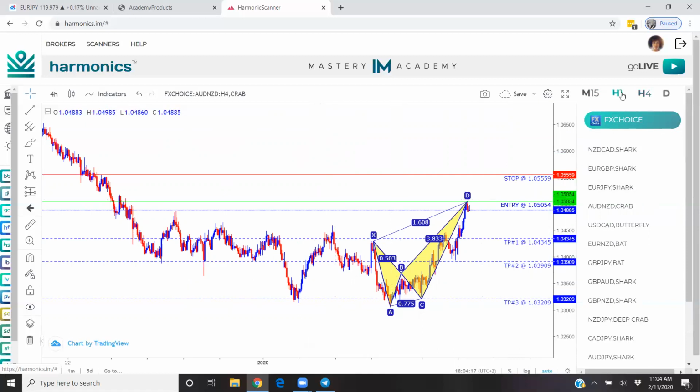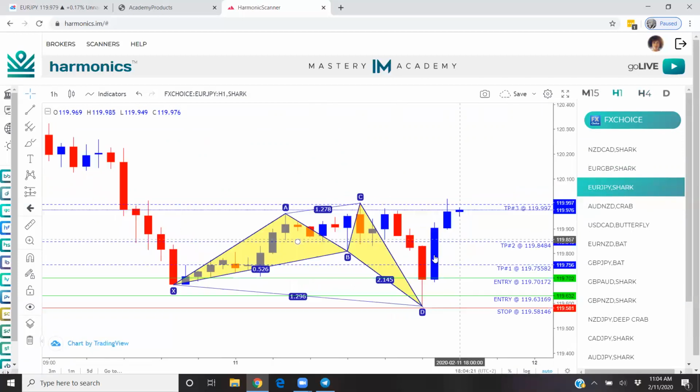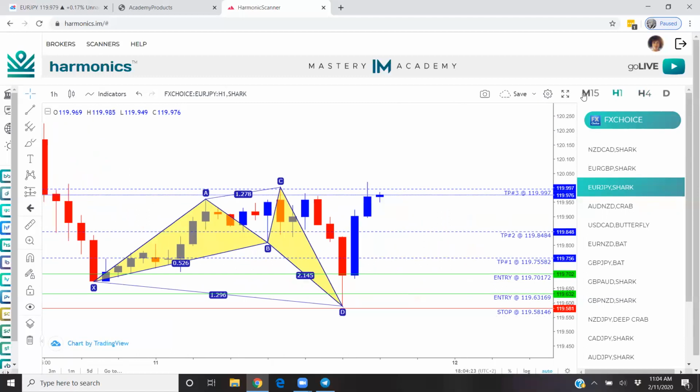So I do want to show, I got this Euro JPY trade. I actually spotted it on the 15-minute, but I do want to show sometimes they will call it on all time frames. They'll call it on multiple. The more time frames they call it on, the stronger the confirmation that it's more likely to play out.